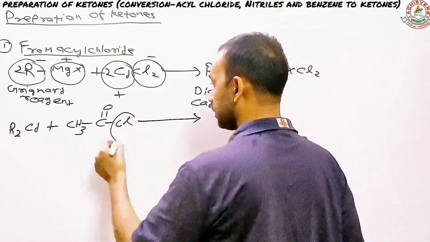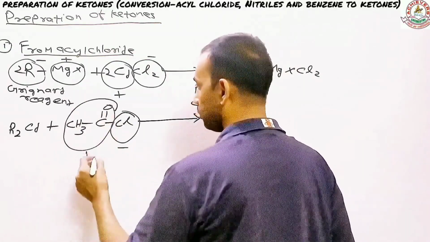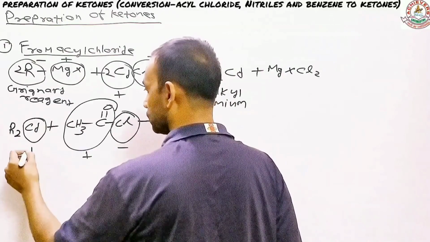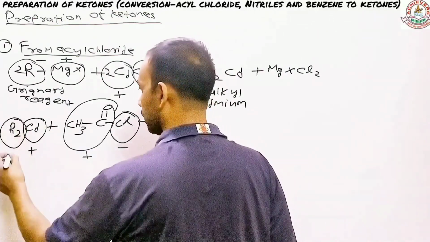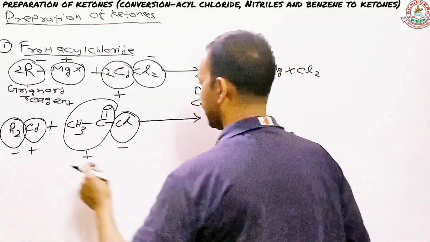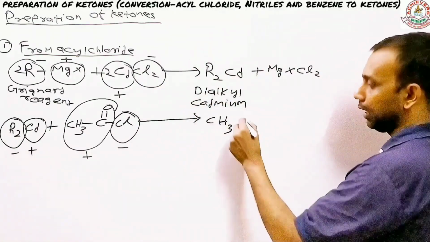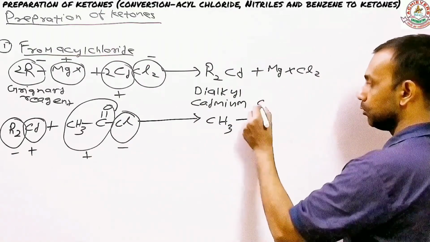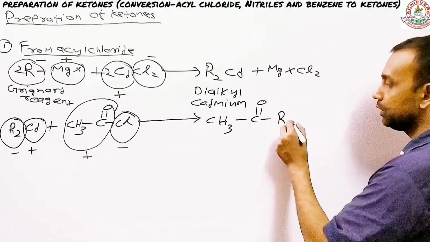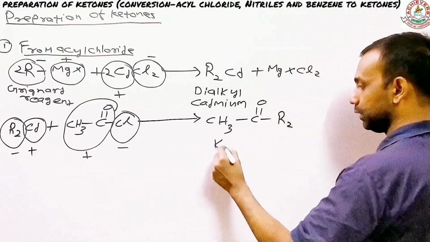If this bond undergoes cleavage, this will produce a negative charge, while this will entirely be a positive charge. Similarly, if the bond undergoes cleavage, cadmium being a metal produces a positive charge and this will produce a negative charge. Now, you have to interact the positive with the negative one. So what do you get here? You get CH3, C double bond O, and then you get R2. So this is called a ketone. You got your ketone out here.